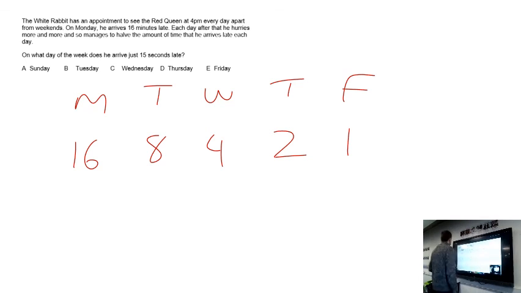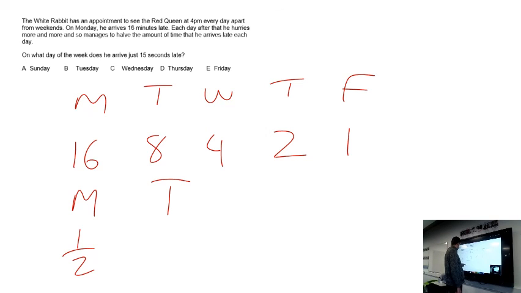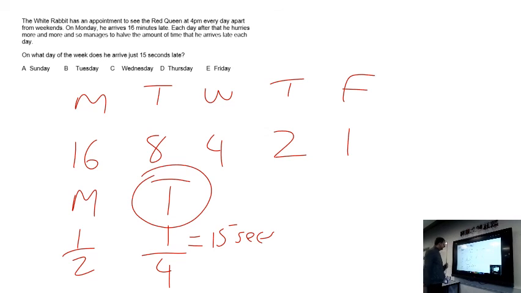So he doesn't see the red queen during the weekends. So now we have Monday again. Monday in the second week would be half a minute. Tuesday, this would be a quarter of a minute, which is equal to 15 seconds. So the answer should be Tuesday, which is B.